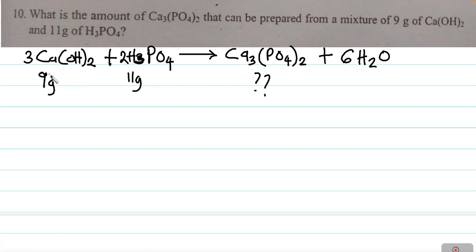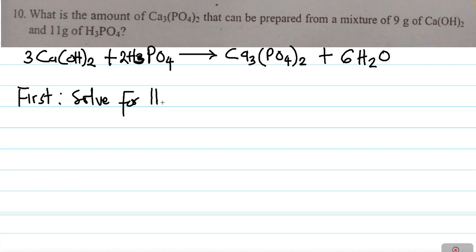But since they gave us the mass of calcium hydroxide as well as the mass of phosphoric acid, we have to first of all find which of them is the limiting reagent. All right, that is going to give us an idea of the one we are going to use to get the product. So first, solve for the limiting reagent.